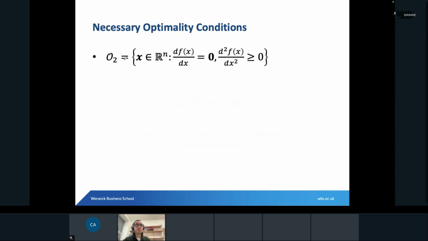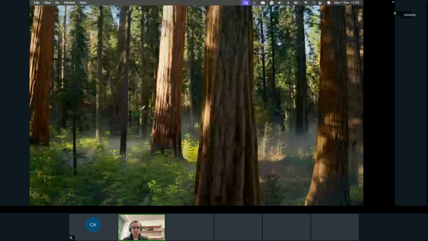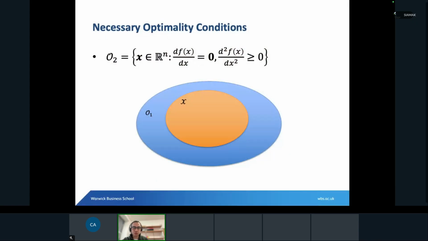Now, we have another one. O2 is the set of all decision variables where the first derivative is equal to 0 and the second derivative is greater than or equal to 0. Where do you think O2 is? Is O2 inside of X? I mean, is O2 a subset of X, a subset of O1, or does it include everything, X and O1?